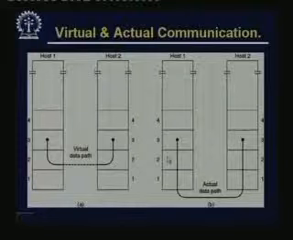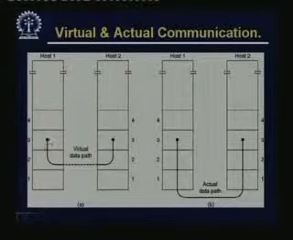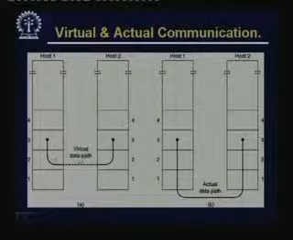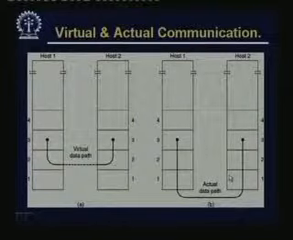So, actually this is another way of looking at it, because there is a virtual data path from layer 3 to layer 3, but actually this goes through the data link layer, and this is the actual data path which goes through the physical layer and some physical transmission medium.